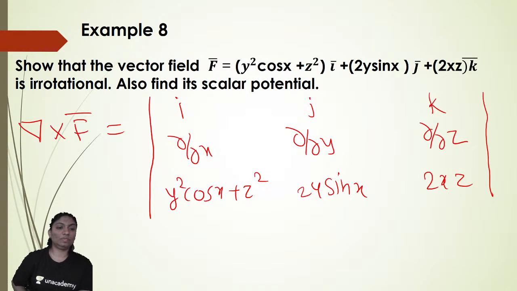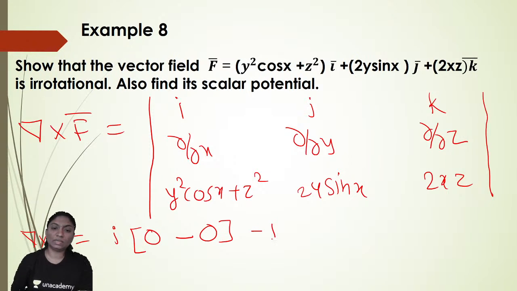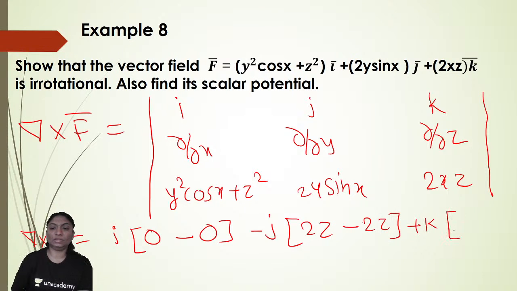So here we will get del cross F bar is equal to i into bracket, ∂/∂y of this 0 minus ∂/∂z of this 0, minus j into ∂/∂x of this, that is 2z, minus ∂/∂z of this, that is 2z, plus k into ∂/∂x of this, that is 2y cos x, minus ∂/∂y of this, 2y cos x. So if you observe, 0, 0, 0, so del cross F bar is equal to 0.